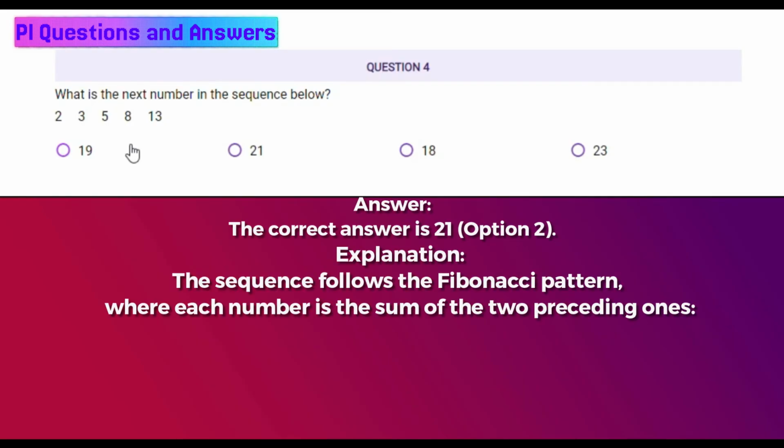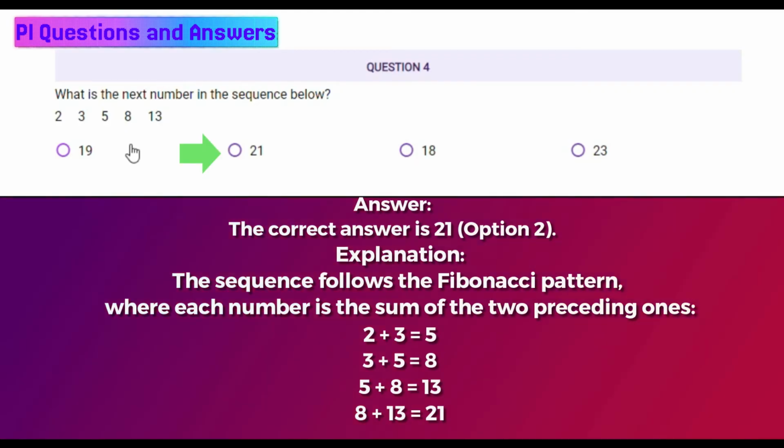Explanation. The sequence follows the Fibonacci pattern, where each number is the sum of the two preceding ones. 2 plus 3 equals 5. 3 plus 5 equals 8. 5 plus 8 equals 13. 8 plus 13 equals 21. Thus, the next number in the sequence is 21.